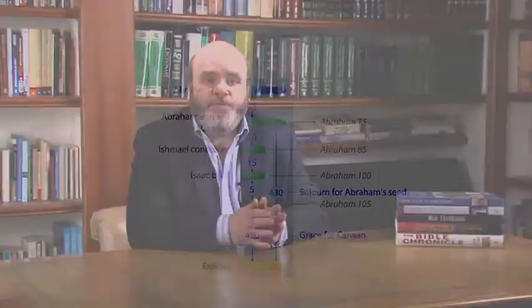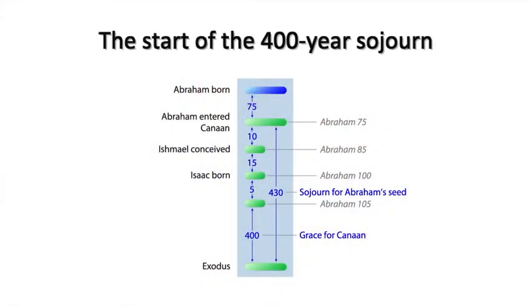It remains to ask, what event initiated these 400 years? We know that the time from Abraham entering Canaan and receiving the covenant at the age of 75 until the Exodus was exactly 430 years. Since the 400 years also ends with the Exodus, this time span must begin 30 years after he entered the land, when he was 105 years old.